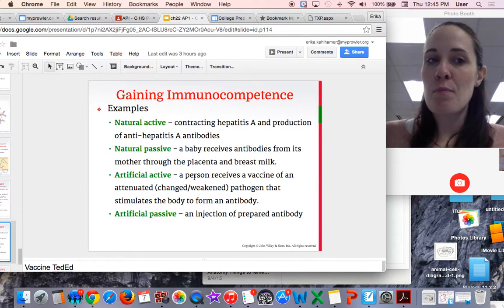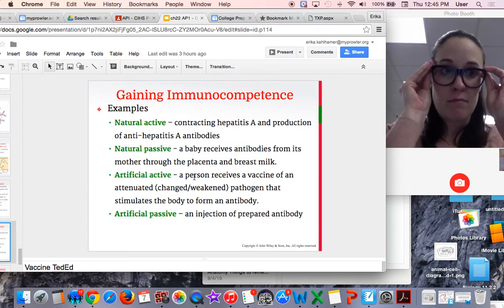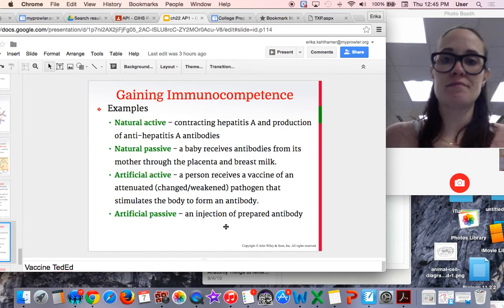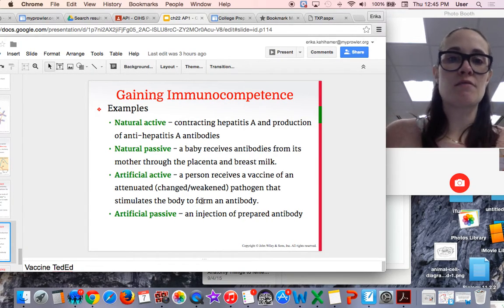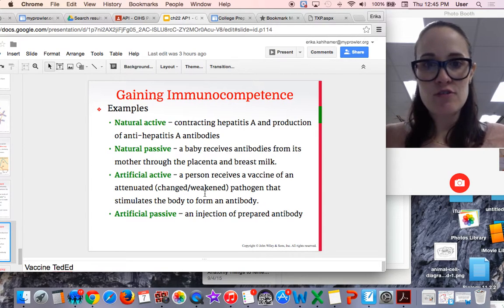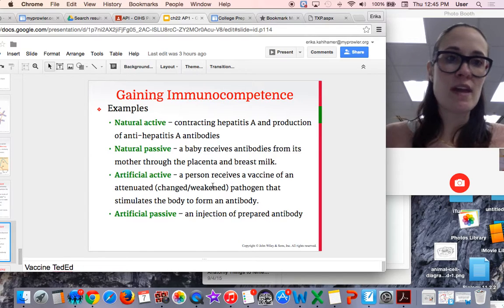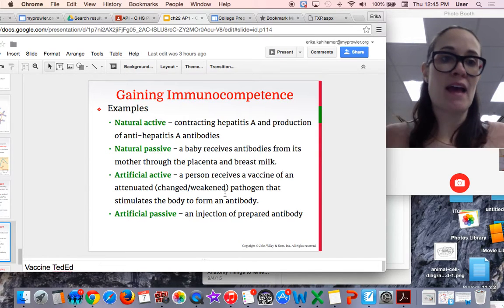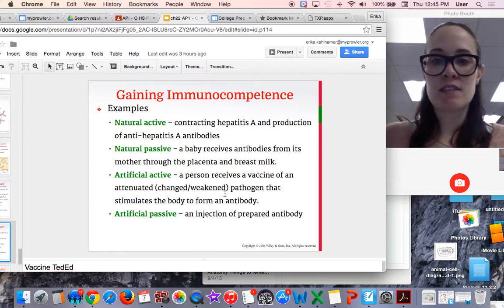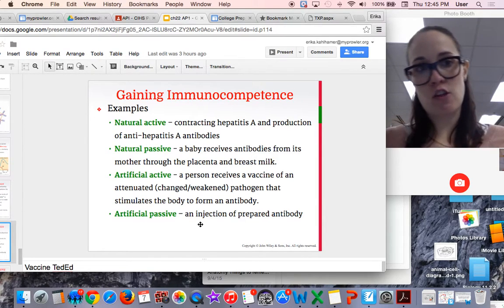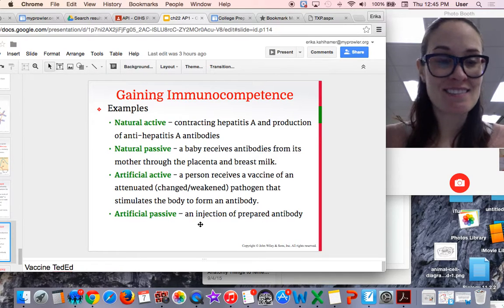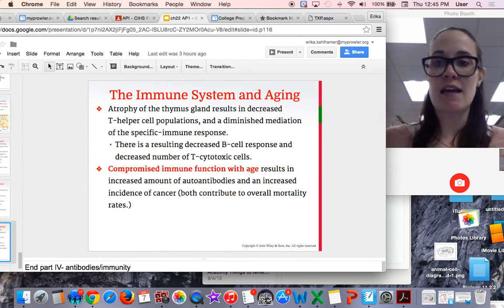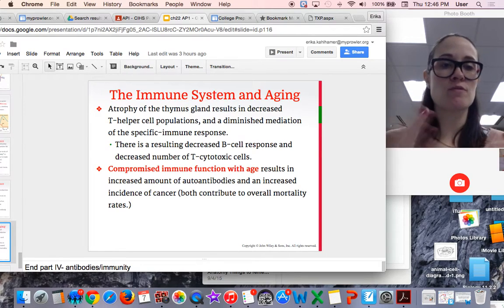Natural passive: I get it from my mama in my womb or from breast milk. Naturally, but my body is not making the antibodies. My mother is giving them to me. Natural passive. Artificial active: this is modern medicine, a vaccine that's given to you, either a weakened or dead pathogen that causes my body to make antibodies. Artificial active. Artificial passive, modern medicine, you are given the antibody. Not very many cases of that. One is the rabies vaccine.